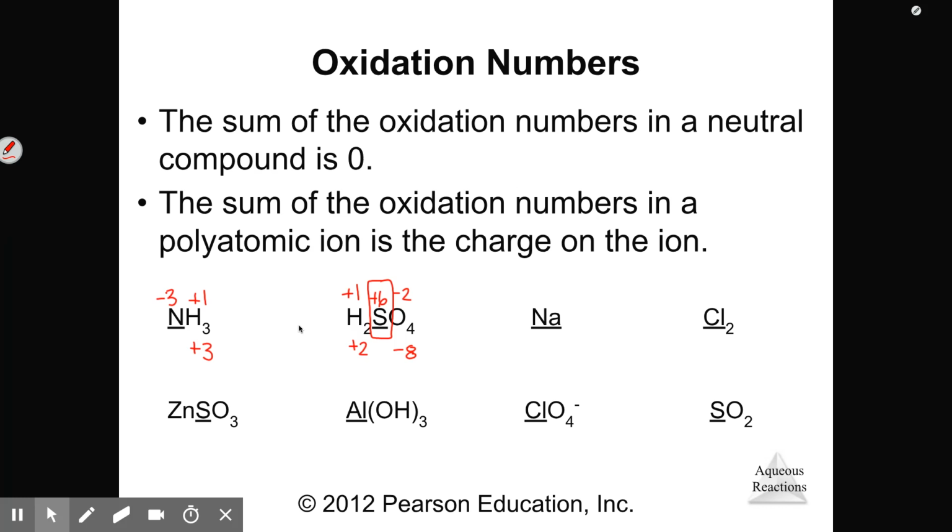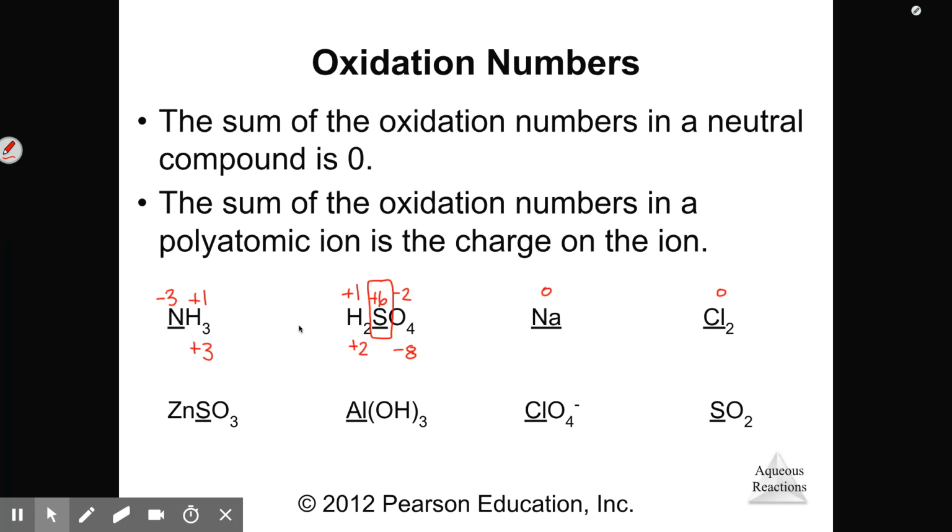Na is just solid sodium. There's nothing to balance it out, so it has to be neutral. Same thing with chlorine. It's chlorine gas. There's nothing else to balance it out, so it has to be 0. Okay, pause the video and try ZnSO3 on your own.